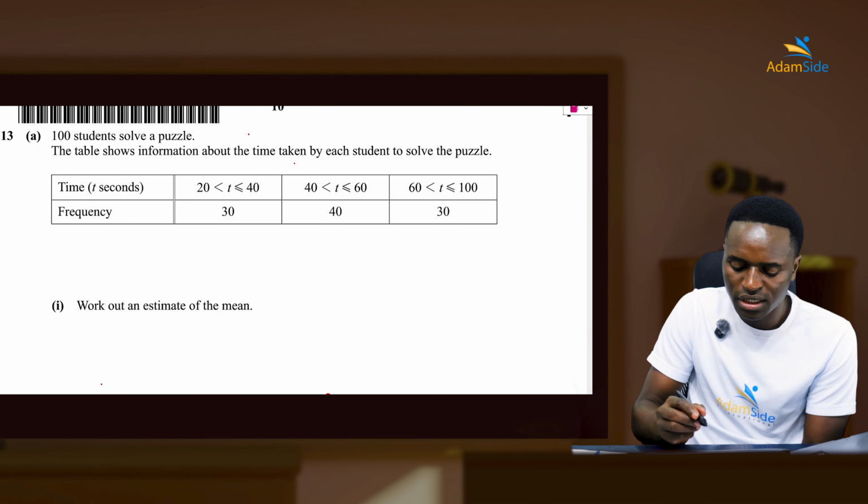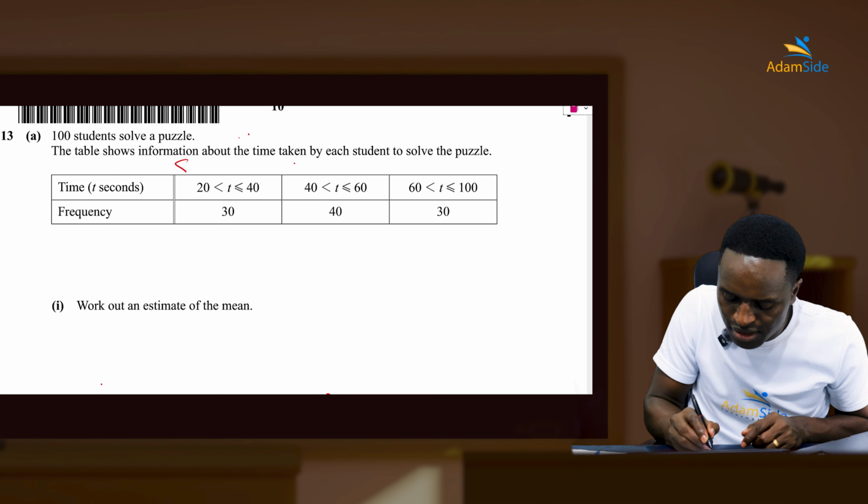So in this question, we're talking about statistics. So this is statistics.